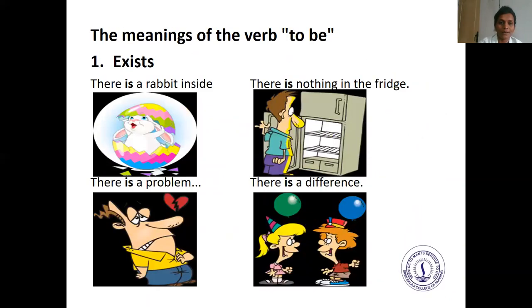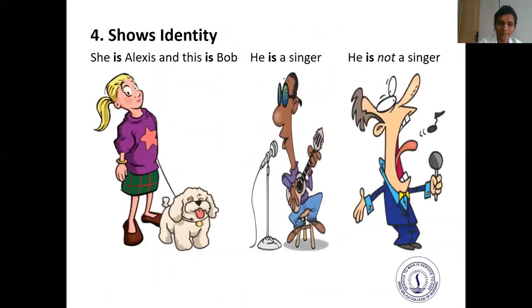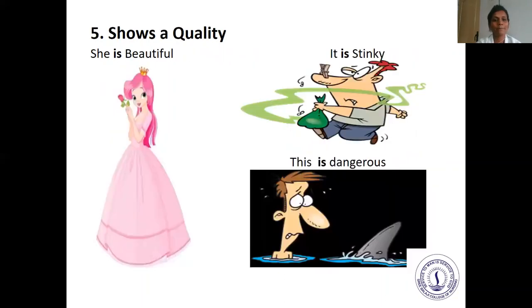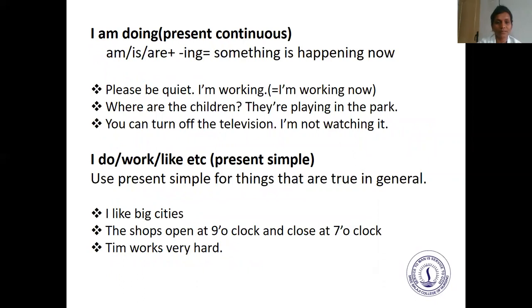And I taught you where to use the to be verb: when you want to express that something is existing, or something is happening, and what is located. When you want to show your identity, you will use the to be form of the verb. And when you want to show your quality, so these are the auxiliary verbs and the conjugation we have seen.